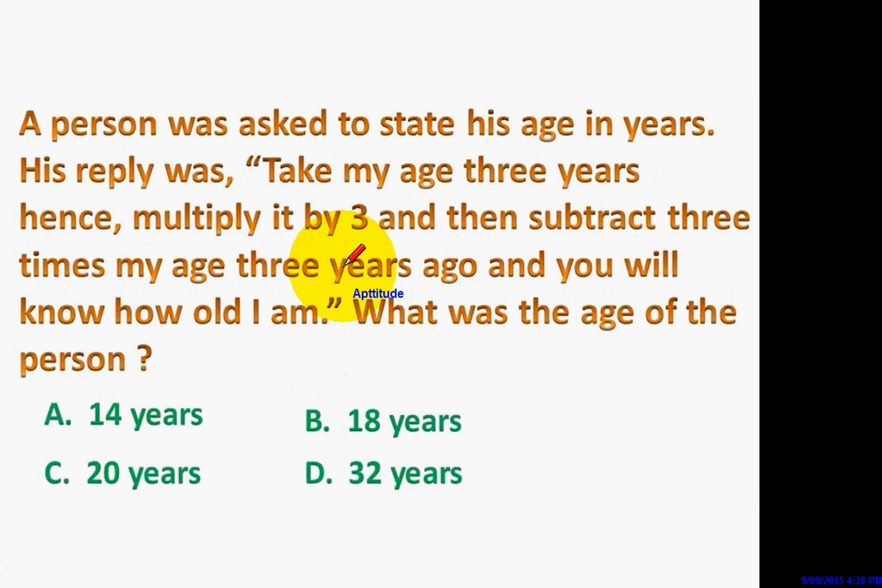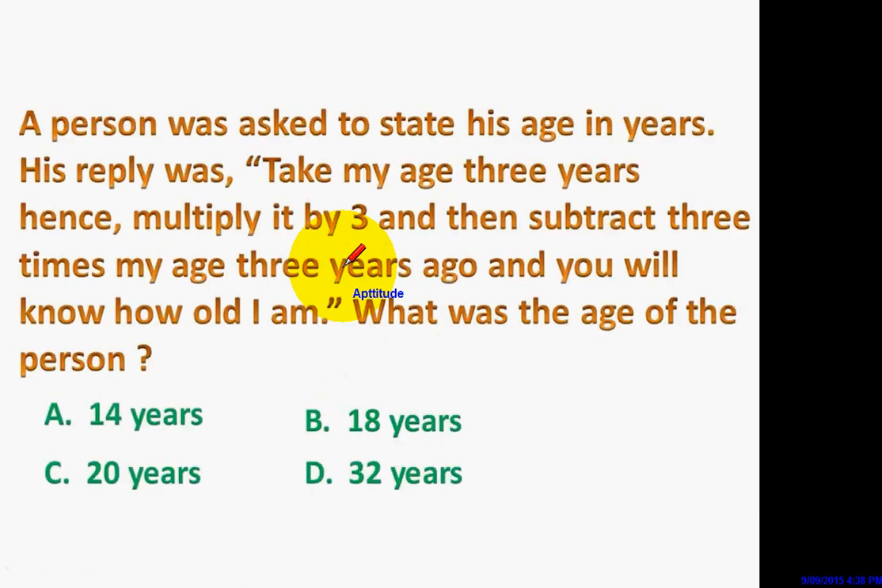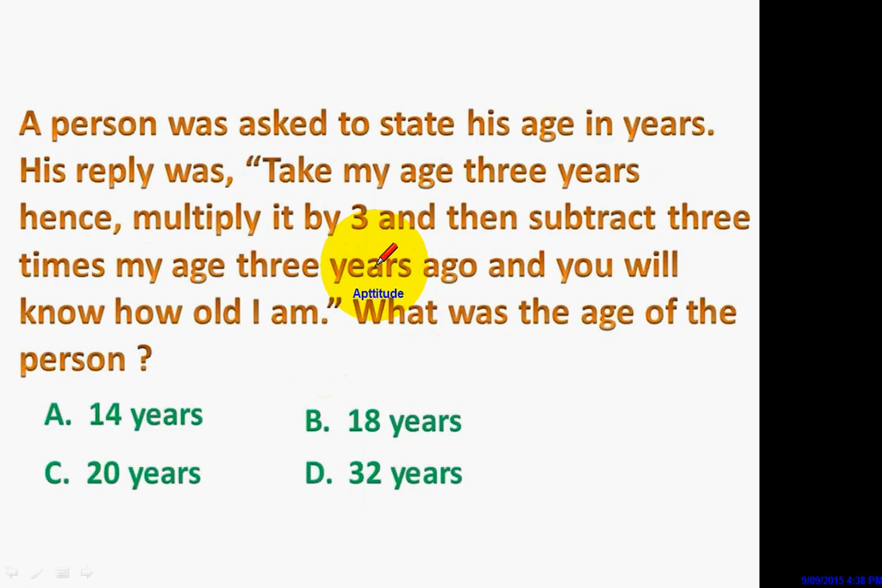Take my age 3 years hence, multiply it by 3. Yes, I have multiplied it by 3, so it is 3 into x plus 3. And then subtract 3 times my age 3 years ago. So we are subtracting 3 times the age 3 years ago. So again it is x minus 3, and again 3 times, so I have to multiply and we have to subtract, so this minus symbol comes here. 3 years ago, and you will know how old I am.